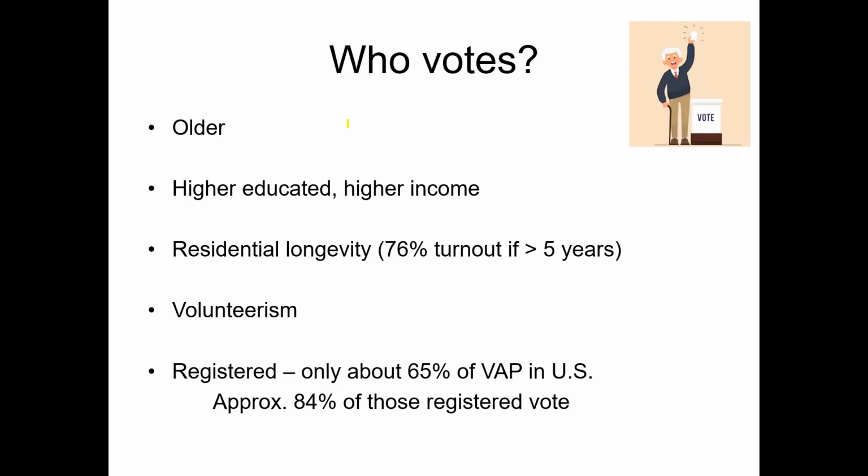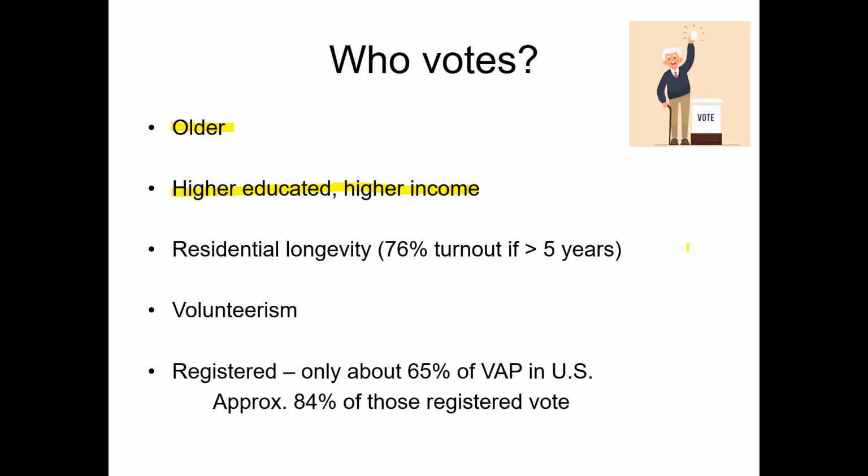Who actually does vote? Well, we see it's almost a direct correlation with age. The older you are, the more likely you are to vote. 65 and over has the highest voter turnout, and then it progressively gets lower from there. From 55 to 65 has the next highest turnout on down, and then 18 to 25-year-olds has the lowest voter turnout. We do see that it's correlated with higher education and higher income.